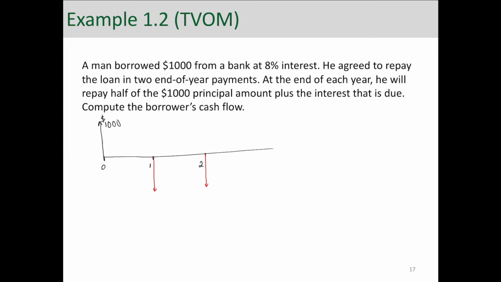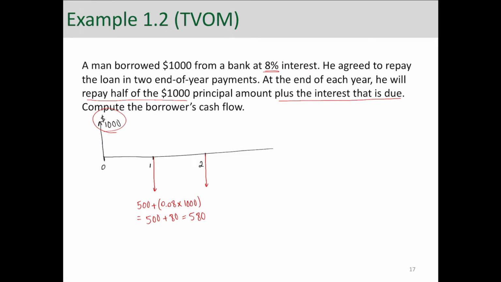So at the end of year 1, he will repay half of the principal, so it is $500, plus the interest that is due. So plus some amount, and that amount is the interest on the $1,000. And the interest rate is 8% yearly. So that means 8% times the money that he borrowed for that year. So that is equal to 500 plus $80, so $580 is what he will repay at the end of year 1.